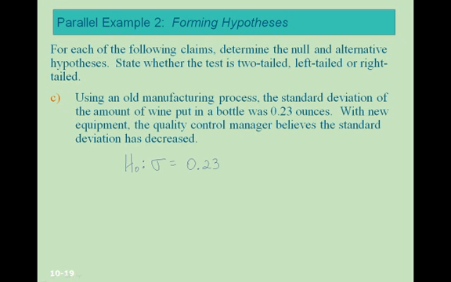But then the quality control manager believes that the standard deviation has decreased. So that lets us know that our alternative hypothesis is that sigma is less than 0.23. And in this case, we're using a left-tailed test.